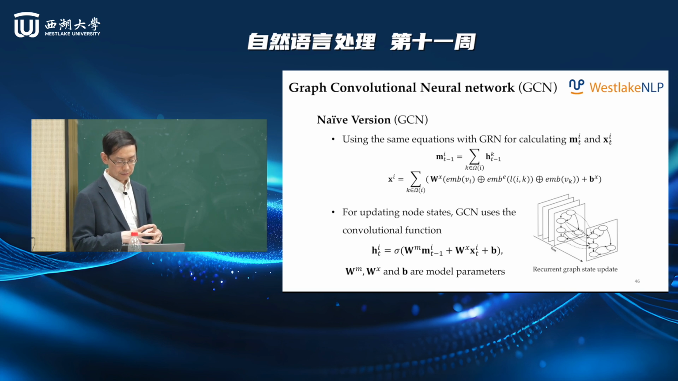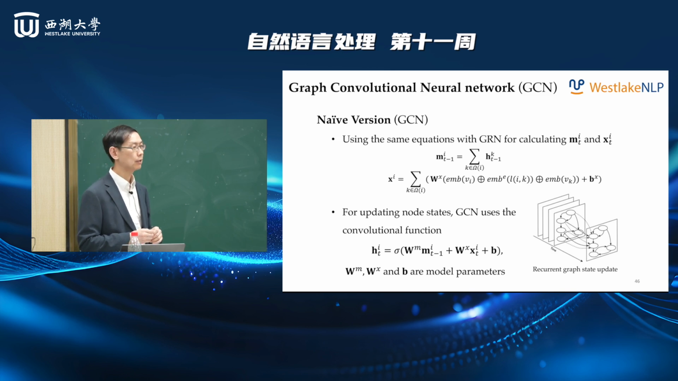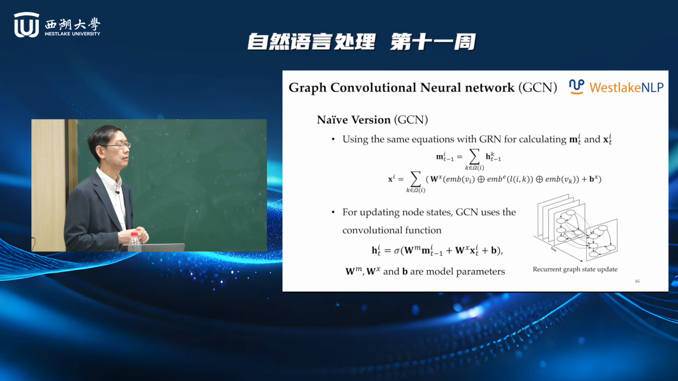So, if you expand this information a little bit, okay, you can see that that is equivalent to what? To multiplying every h_k^{t-1}, multiplying the hidden state of every neighbor, with Wm, right? And that's exactly what a convolutional filter does, right? So that's the reason why I call it a convolutional function.